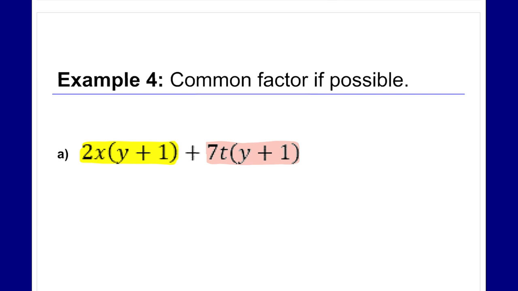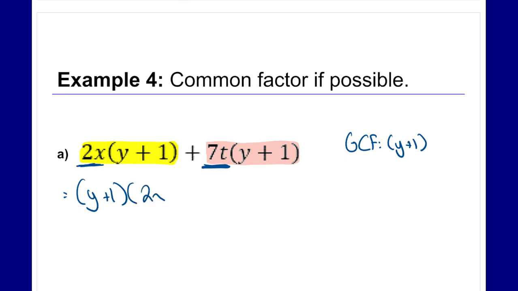If I look at these two terms, is there anything that's common between them? In this case, there is, and my greatest common factor is going to be the whole bracket of y plus 1. So I can take out the bracket y plus 1, and the leftovers, the 2x and the 7t, are going to make up my second bracket. So 2x plus 7t. So in some cases, we might be able to common factor an entire bracket out.